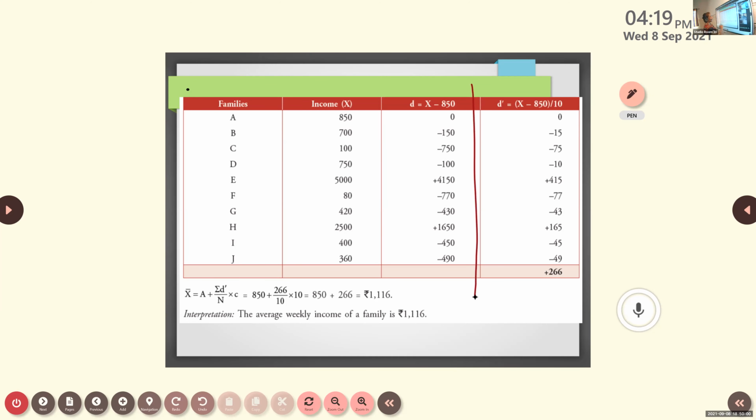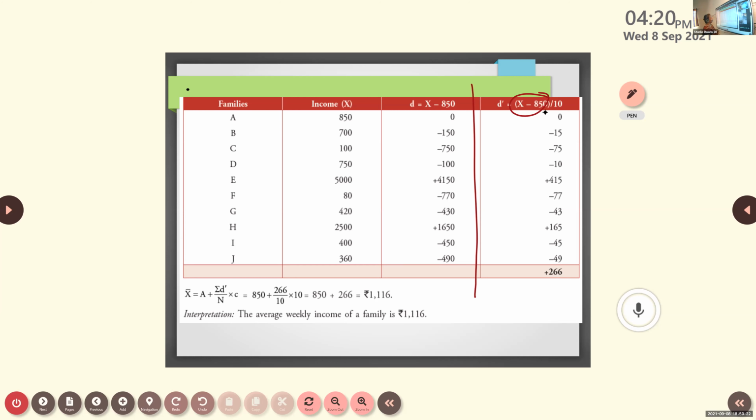Okay, next step, make another column. You got 0 here in the x. d is equal to x minus 850, you got 0. Then that 0 by 10. Next step, they are taking this same step here, that 0 by 10.